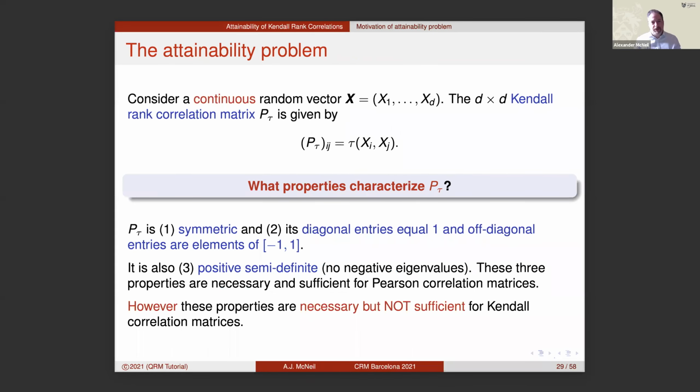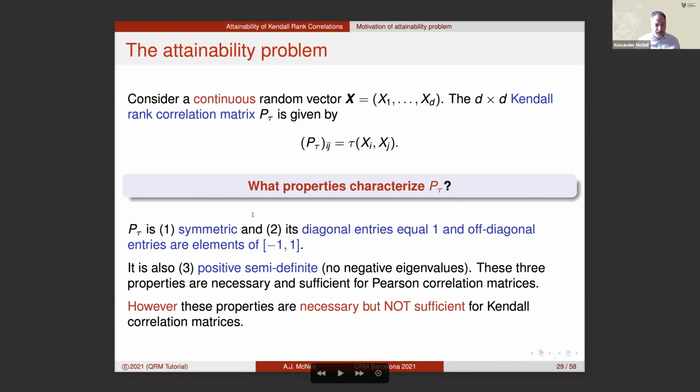Let me say what I mean by the attainability question. We have a random vector, which I've been calling X this morning, and it consists of d risks, X1 to Xd. The Kendall rank correlation matrix is the matrix of all the rank correlations. So it would be d by d, with 1s on the diagonal, and the ij element of this matrix would be the Kendall correlation between Xi and Xj. I'm going to call this matrix rho tau, or as I said this morning, you could also call it p tau, because this can also be seen as a Greek rho. The question is, what properties characterize this matrix? What kind of matrices can we get?